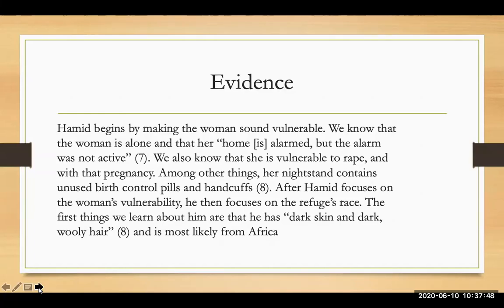After Hamid focuses on the woman's vulnerability, he then focuses on the refugee's race. The first thing we learn about him is that he has dark skin and dark woolly hair and is most likely from Africa. So you can see the parts that I'm quoting are there, but also that I'm integrating it into my own language, but also very carefully setting up the quotations so that the reader can follow along. I think even you guys who haven't read Exit West would be able to tell what's going on here. And that's really your goal, right? For someone who doesn't already know.